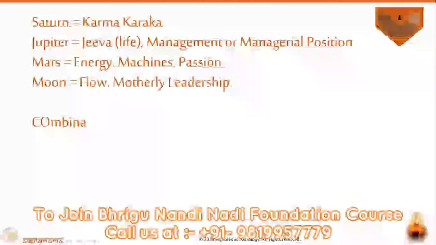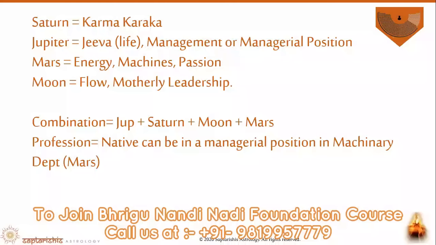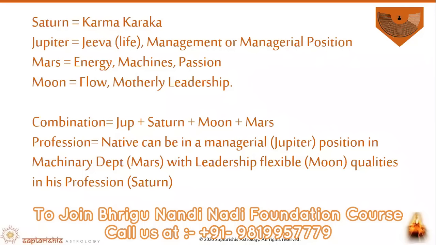The combination we got was Jupiter plus Saturn. Then the next house was Moon, then Mars. Correct? Yes or no? This was the combination we got, right? Yes, sir. We are now building logic. Make sense? Yes, sir.